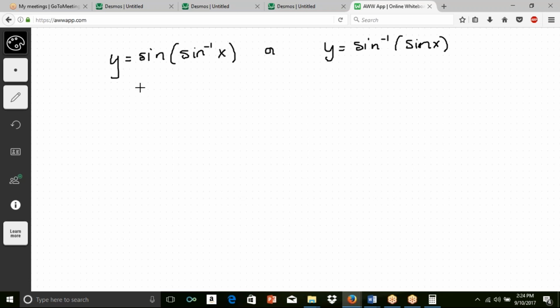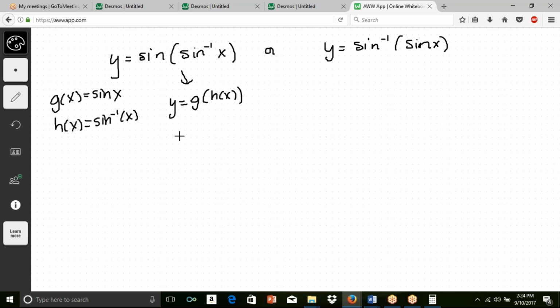These are really composite functions. So if I say g of x is equal to sine of x, and h of x is equal to arc sine of x, then if I have this, I have y is equal to g of h of x. This is a composite function. Or if I have this, my y is going to be equal to h of g of x. So I've got this g of x in, and I'm tucking it in for this x here.